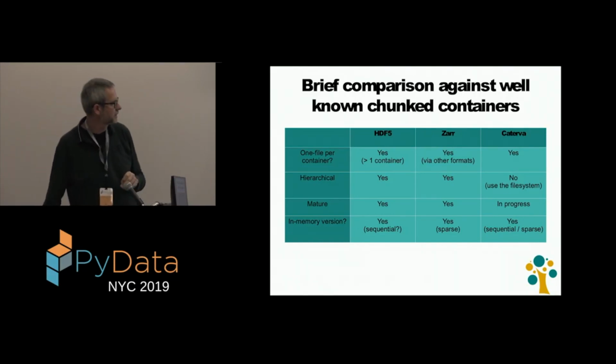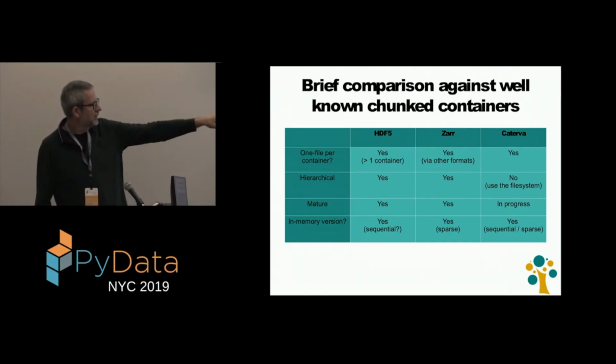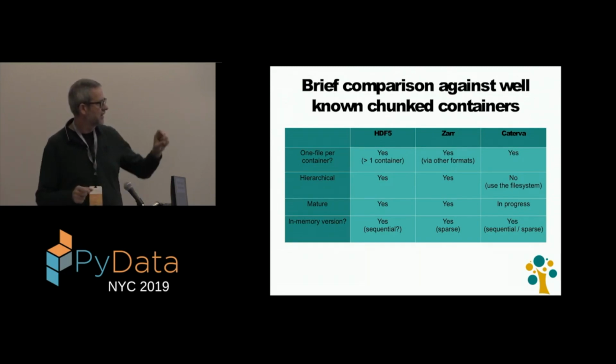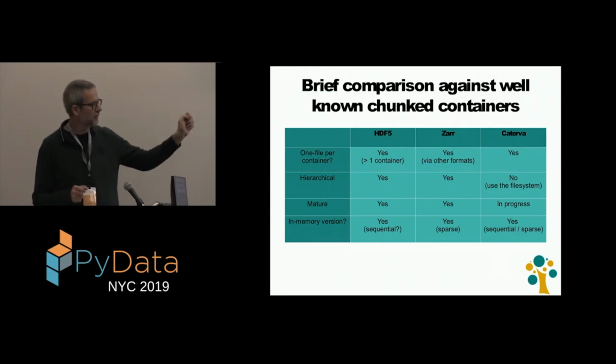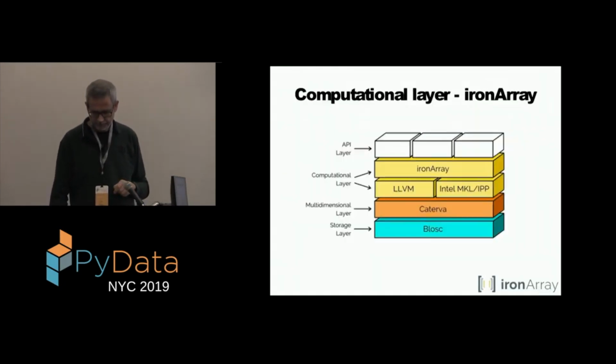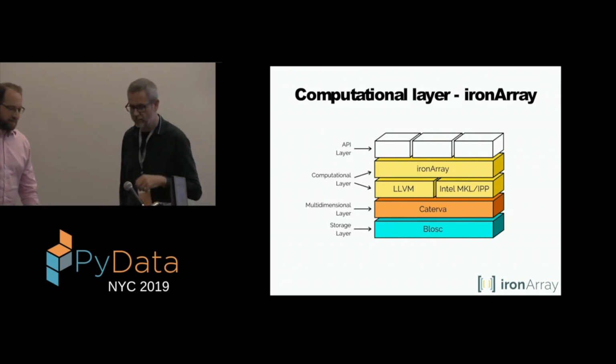It's already in beta. And one of the distinctive features is that for the memory version, we support both the sequential format and also the sparse format. So depending on your application, you may want to use one or the other. In the demos part, we are going to show you why this is useful when you are accessing data.